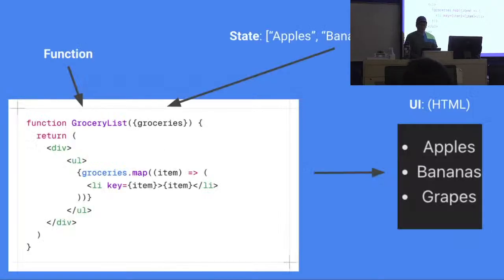So this is what that looks like. Let's say we have a variable that is a list, and it has 3 items in it: apples, bananas, grapes. So we have this function here called grocery list. It takes in that state, and what it returns is HTML. And that HTML is UI. Essentially, HTML is your UI. And so this is what that would look like if it was rendered out, right? So that is the principle of React. Everything that you do follows from there.